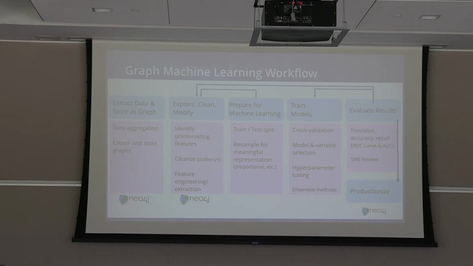So we were able to gather the data, a public data set, and put that into Neo4j, clean up that data and extract the features that we wanted to extract. Then we did some preparation for machine learning, so things like your train test split, your resampling, your upsampling, your downsampling, to get the proportions of the data right, and then trained those models using a variety of techniques, ensemble methods and such, and then evaluated those results.